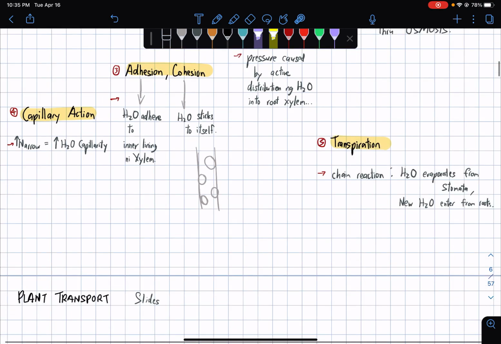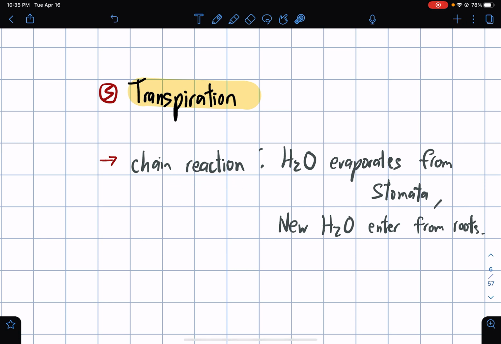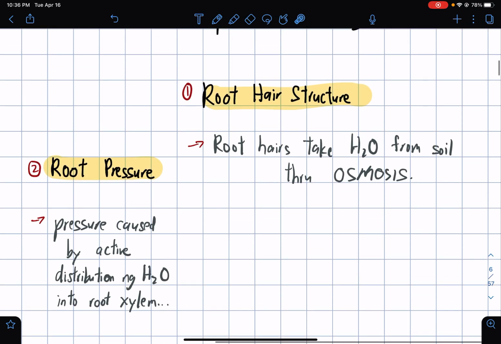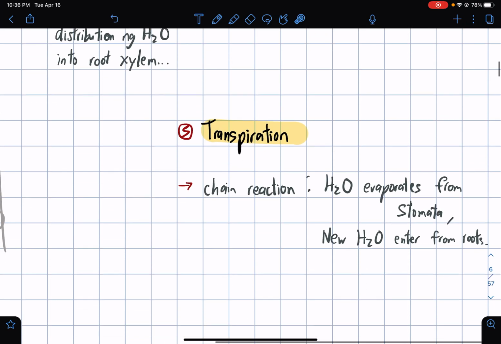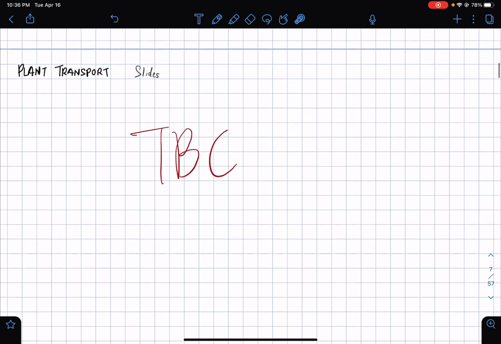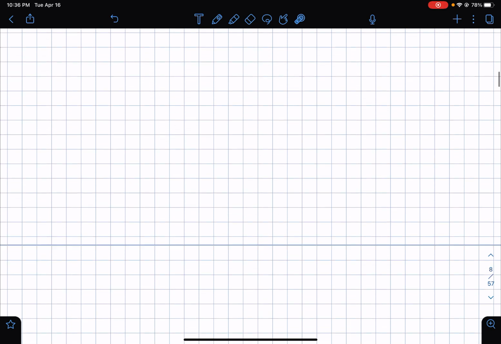Number five, transpiration. It's a chain reaction. Water evaporates from the stomata, and in turn, new water enters from the roots. The entrance from the roots is from the soil through osmosis. So that's again from number one. Okay, plant transport. I skipped that part.